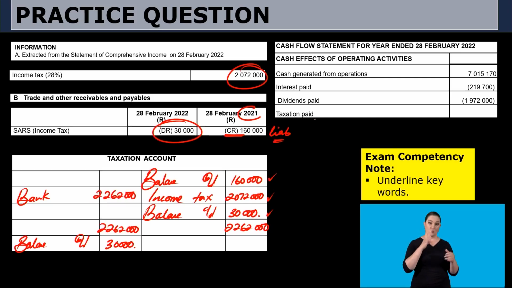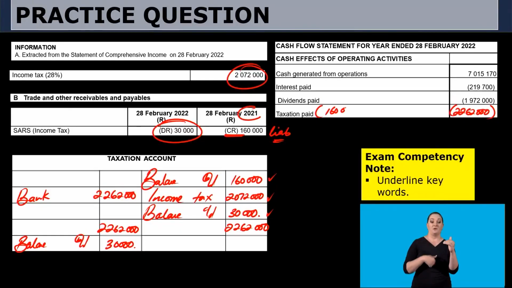That means here it's going to be the same, 2,262,000. So when I come here on my taxation, I'm now saying in brackets 2,262,000. Someone is saying, Mr. Simbi, can you please show us the calculation by opening brackets? Certainly. If I open my brackets, I say 160,000 plus 2,072,000, plus again 30,000. Then I close the bracket. That is how I end up with that amount.